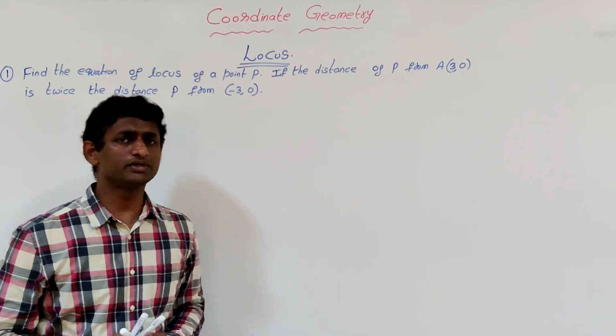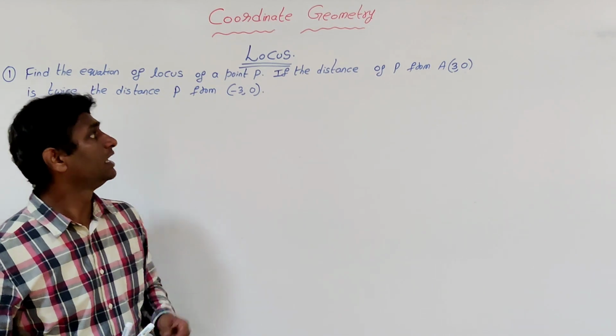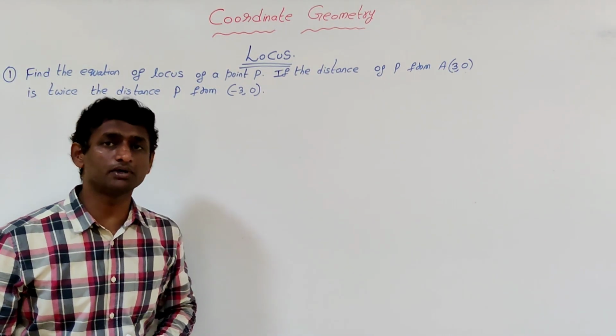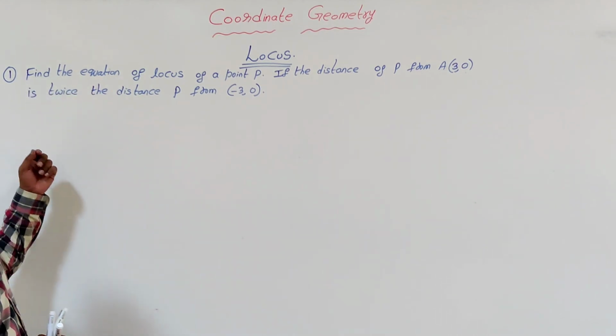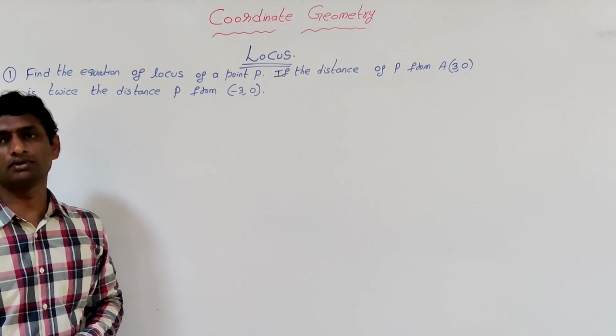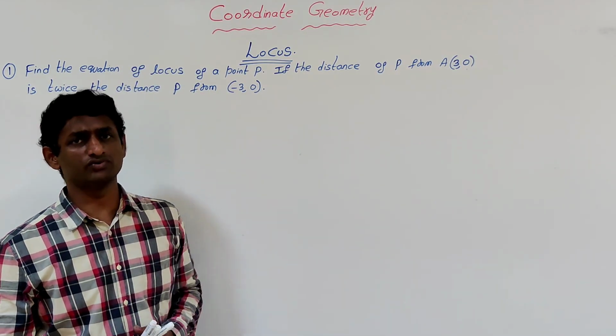So the next problem is: find the equation of the locus of the point P if the distance of P from A (3, 0) is twice the distance of P from (−3, 0). So now we'll see what is the geometric part of this one.